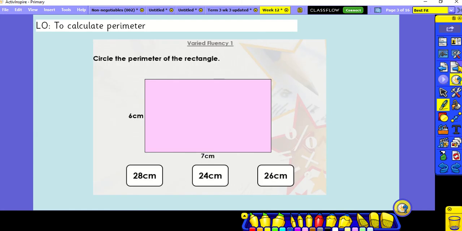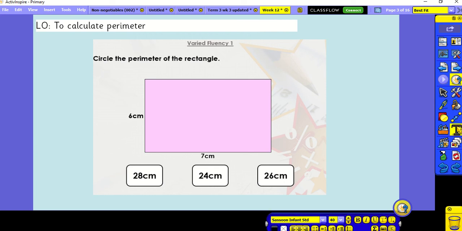Okay, today we are looking at calculating perimeter. Perimeter is the distance around a shape. If you were to walk all of the way around the edge, how far would you be walking? So I am going to show you how to solve 3 different types of perimeter problems, and then you're going to go and have a go yourself.